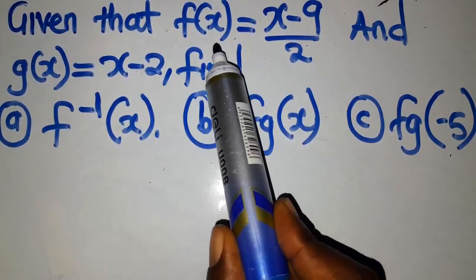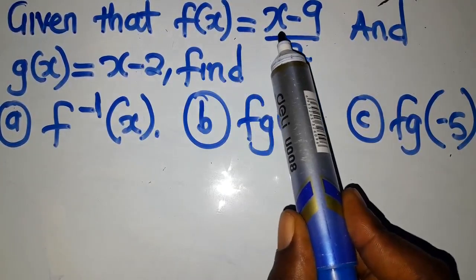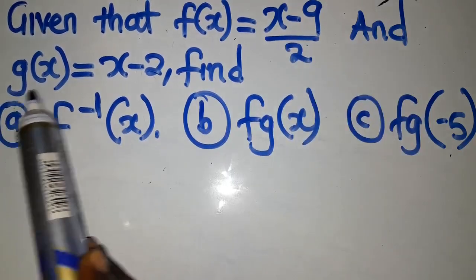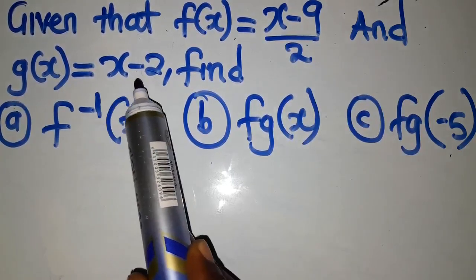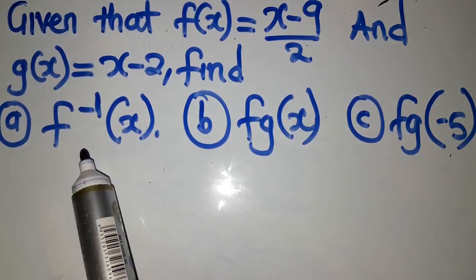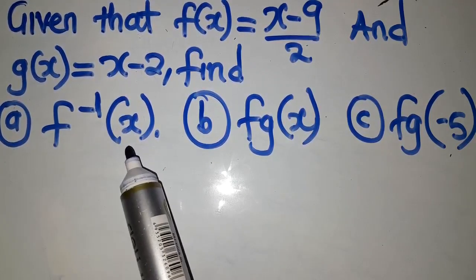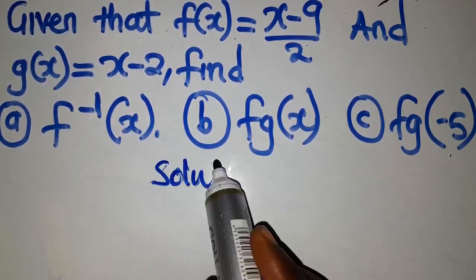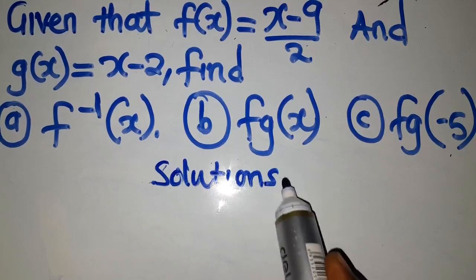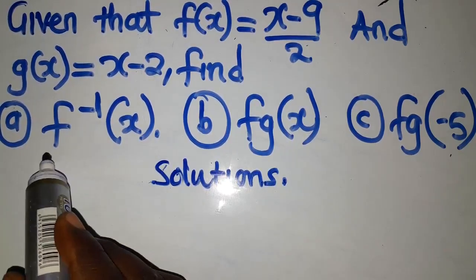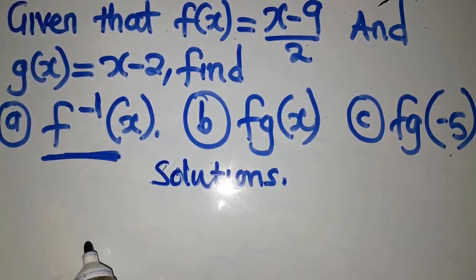Given that f of x is equal to (x minus 9) over 2 and g of x is equal to x minus 2, find the first one. We are told to find f inverse of x. How can you answer this question? So I'm going to say solutions. You are told to find this one. How can you answer this?